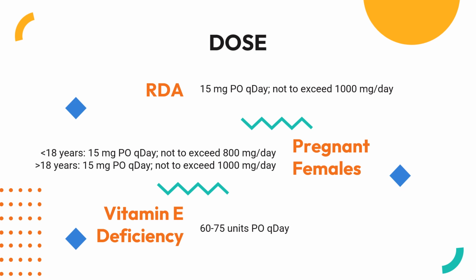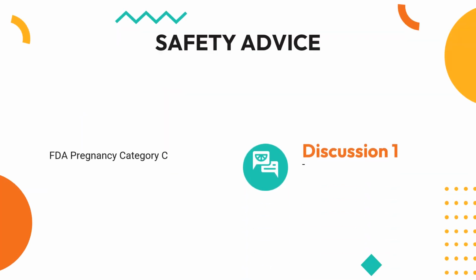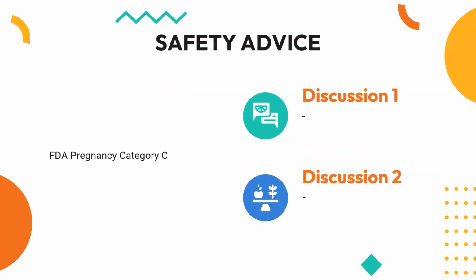Vitamin E deficiency: 60 to 75 units PO daily. Postherpetic neuralgia, off-label: 400 units PO twice or 4 times daily. Safety advice. Advice and warnings for the use of vitamin E during pregnancy. FDA pregnancy category C: risk cannot be ruled out.